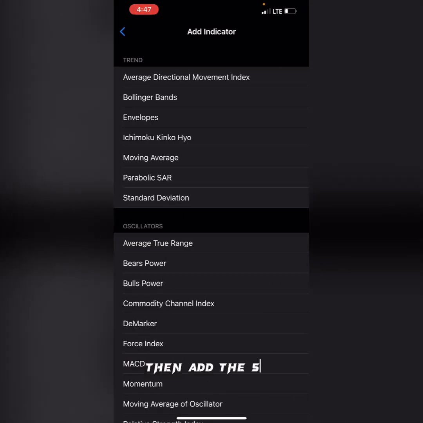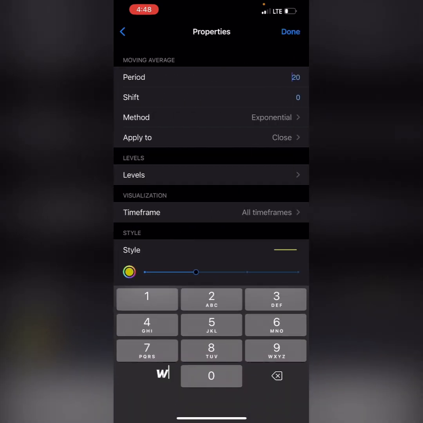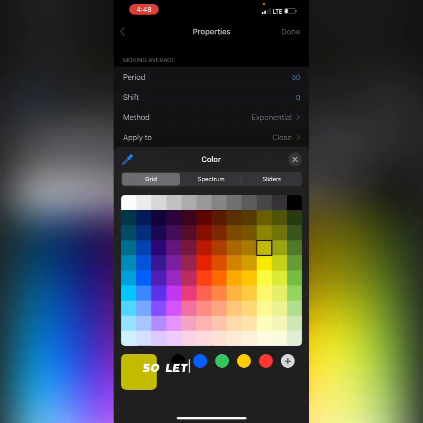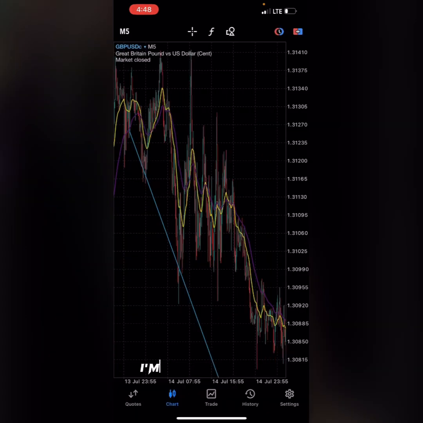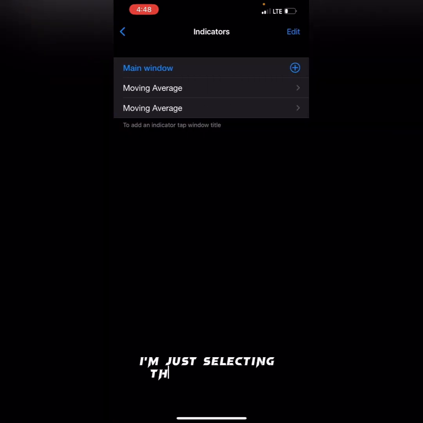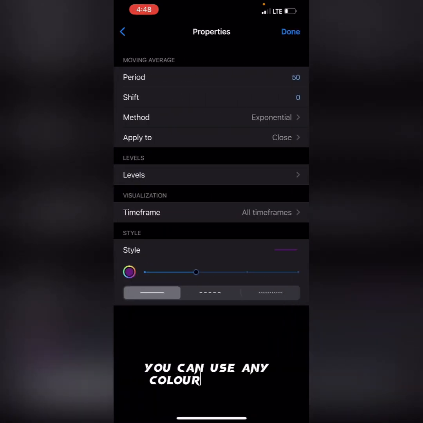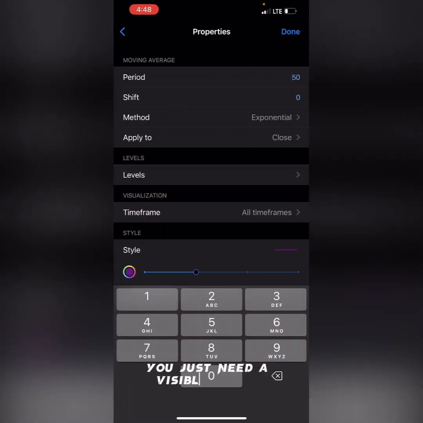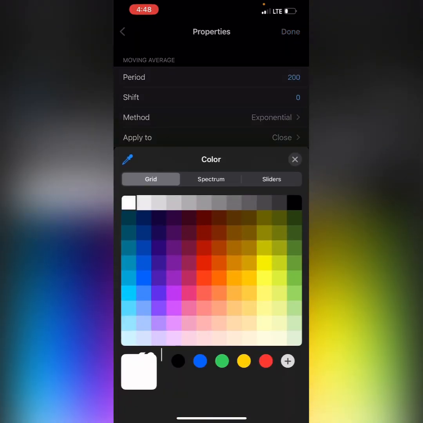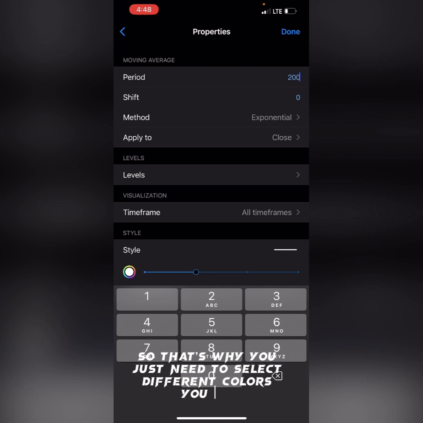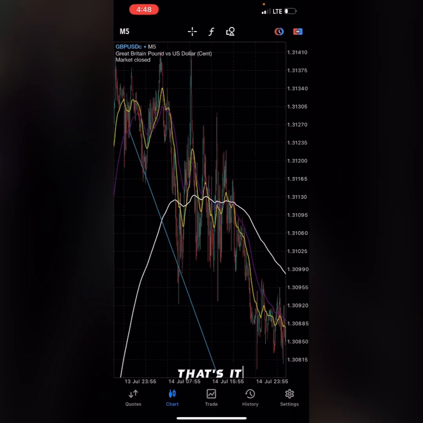Then we'll add the 50 moving average. Let me use purple. I'm not good with colors, guys. I'm just selecting these at random. You can use any color. You just need a visible color which you can use to differentiate the moving averages. So I just need to select different colors. That's it. We've added 3 moving averages, the 200, the 50 and the 20.